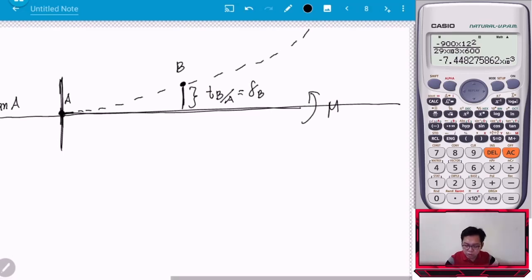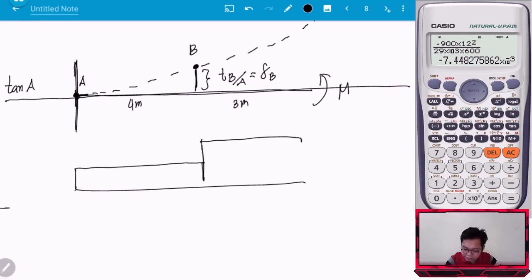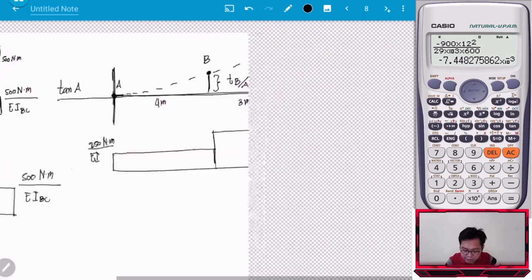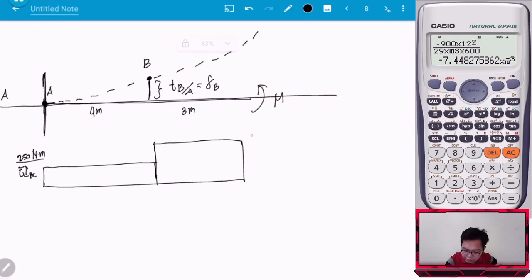Okay, so ano nga ulit yung location ng B? This is actually 4 m and then this is now 3 m, di ba? So, bale, yung moment diagram natin dito, parang ganito, no? Ganon, and then dito tataas to. So, this is 250 Newton meter over EI. Ano nga ulit yung I? AB or BC? I_BC pala. Likewise, dito din is 500 Newton meter over EI_BC.